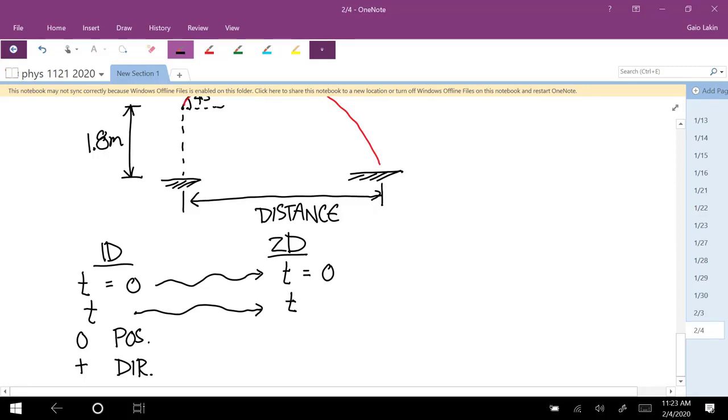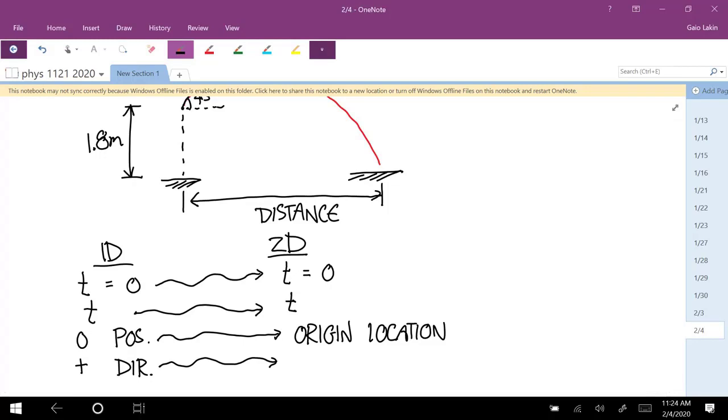Now, this is the one that you were thinking of. What's the 2-dimensional equivalent of a 0 position? That's choosing a location for the origin. Okay, and what's the 2-dimensional equivalent of choosing the positive direction? That's choosing the orientation of the coordinate axes. So I'll call that a coordinate system orientation.